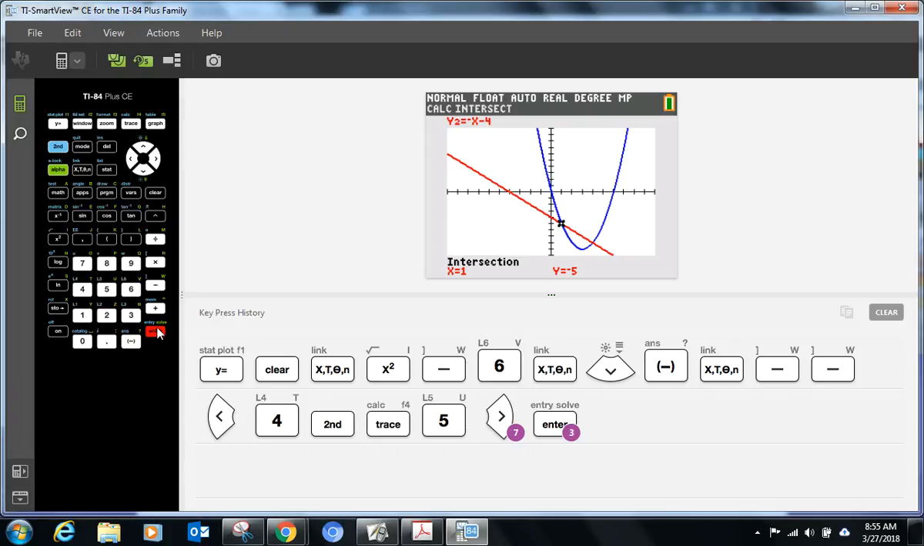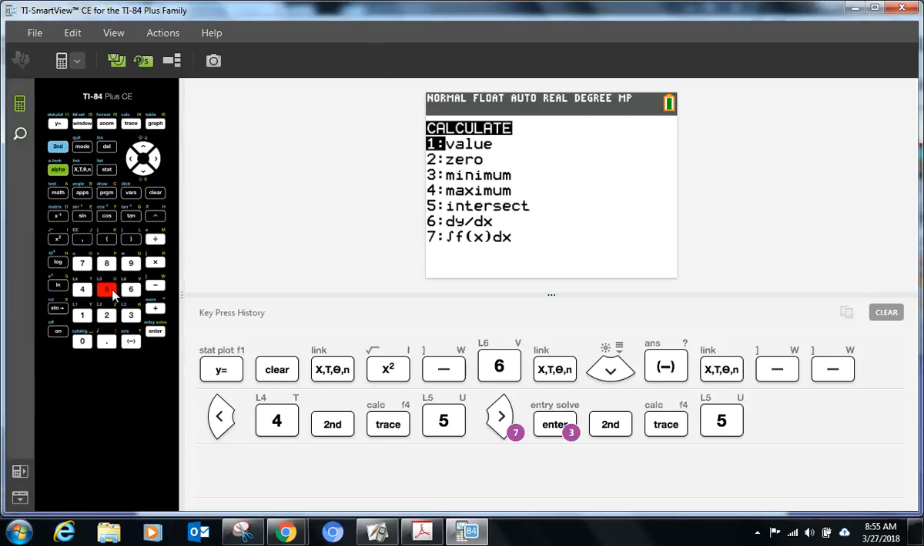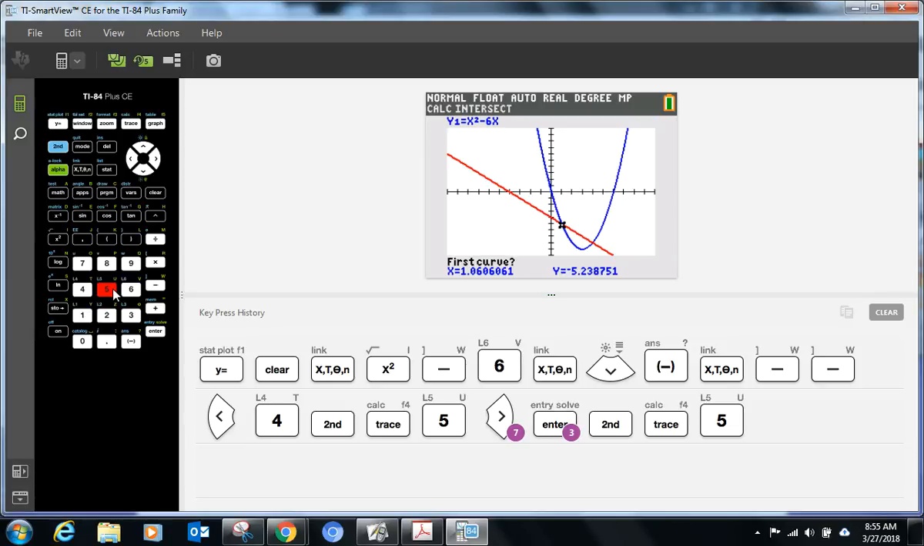Now, what if I wanted to find the other point of intersection? You've got to go through the whole process again, including going to second trace, intersect again. You just can't move your cursor over. Now go to the second point of intersection.